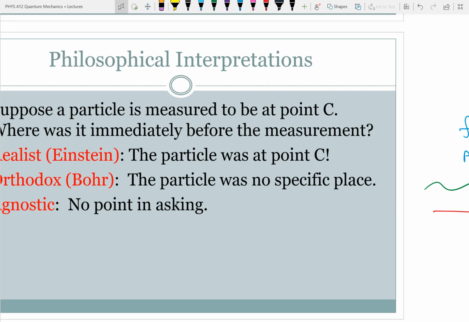The particle has no specific place. It's a wave, and with a wave, you can't really define its place. You can get closer and closer until you have a delta function and say, it's right there. But a delta function has an infinite range for the frequencies.